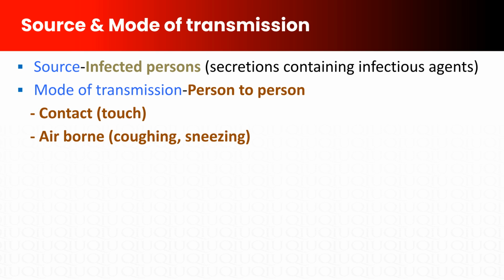Contact transmission happens through direct touch, such as shaking hands with infected persons, or indirect contact by touching contaminated surfaces, then touching your face. Airborne transmission occurs through coughing and sneezing, which expel respiratory droplets containing infectious agents. Large droplets settle quickly on nearby surfaces, while small aerosolized particles remain suspended in air and can travel farther distances.